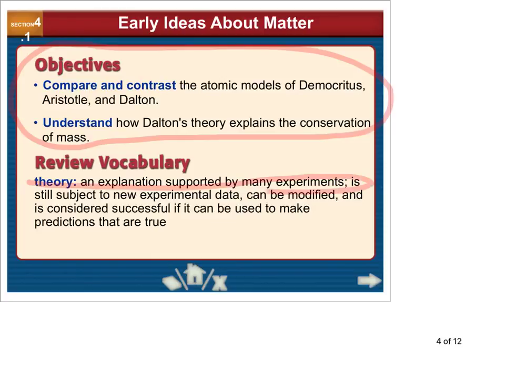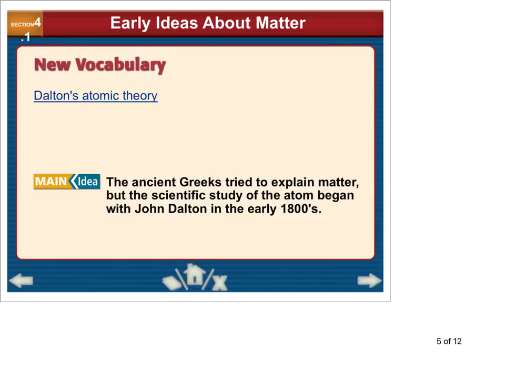Review vocab, got a definition for a theory here. Explanation supported by many experiments, is still subject to new experimental data, can be modified and considered successful, can be used to make predictions that are true. So quite a few things about a theory in there. Only one new piece of vocab we're going to get, Dalton's atomic theory.